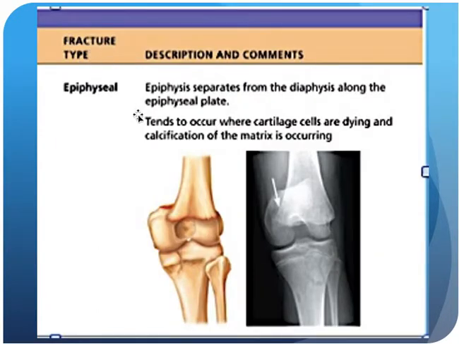Then we get an epiphyseal fracture, always very, very serious. The epiphysis separates from the diaphysis along the epiphyseal plate. This is when your bones are still growing, and it's a really serious fracture because you can disrupt that whole growth process. So very, very serious when you're still growing. Anything by the joint line or by that epiphyseal plate needs to be taken care of and repaired as quickly as possible.